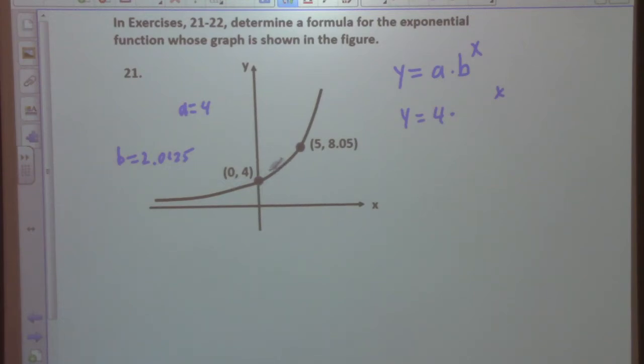Kayla, this would be exactly right if this point, instead of 5, 8.05, was instead 1, comma 8.05. Then this would be it exactly right. Does it have to be over 5?